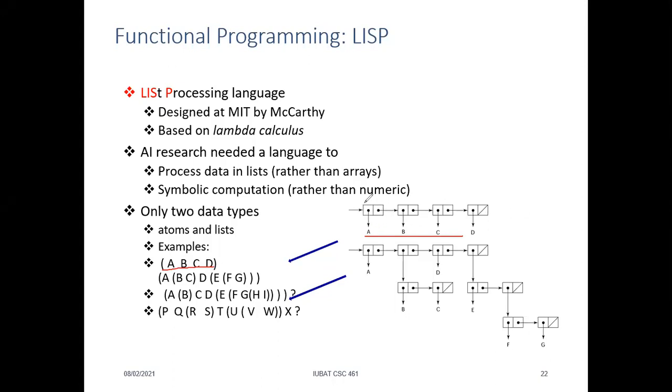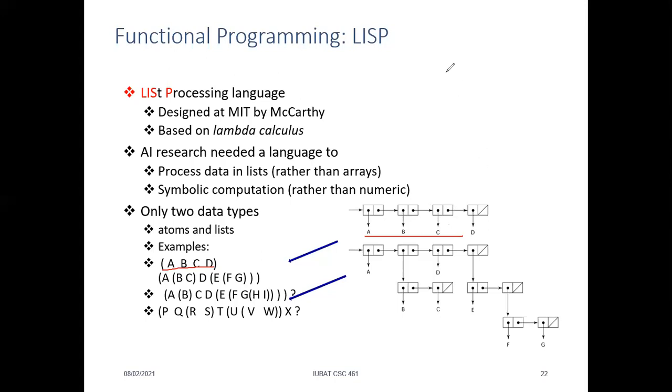Each of them has a box like this. Each box has two parts, which we can call a list. Each part of the list has two parts. The first part points to the element, that is A. The second part points to the next element. So for A, the next element is B, so it is pointing to B. For B, the next element is C, so it is pointing to C. So it's almost like a linked list.